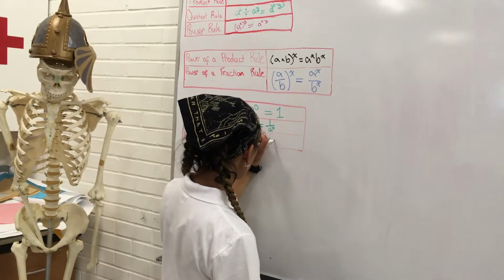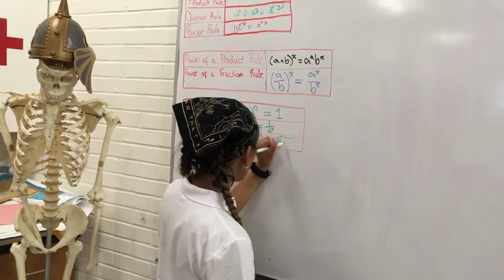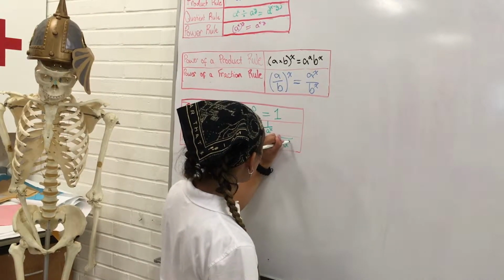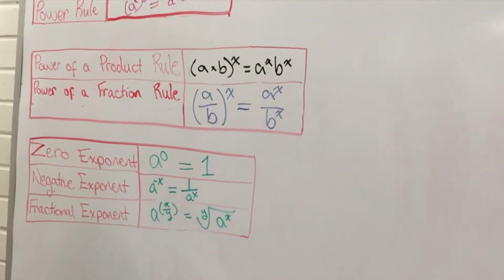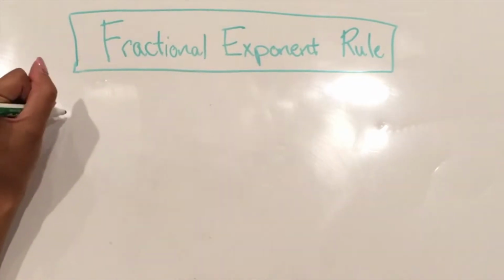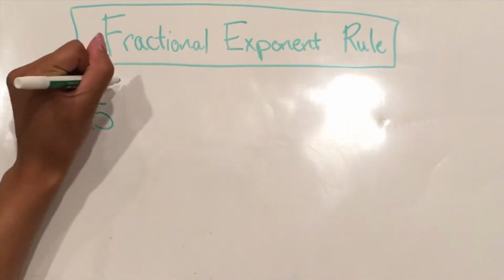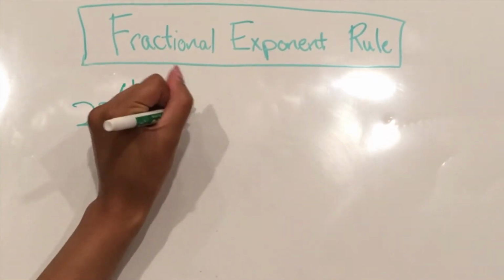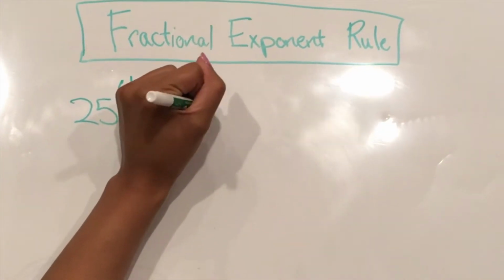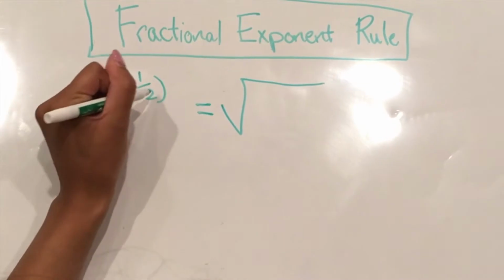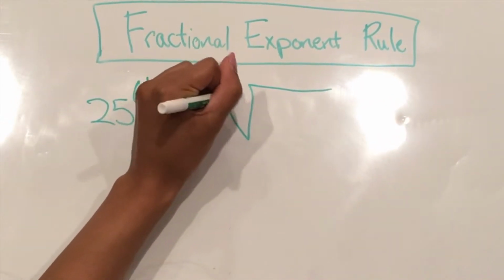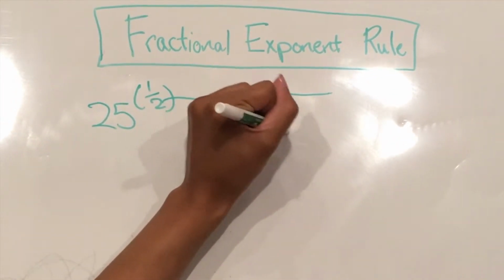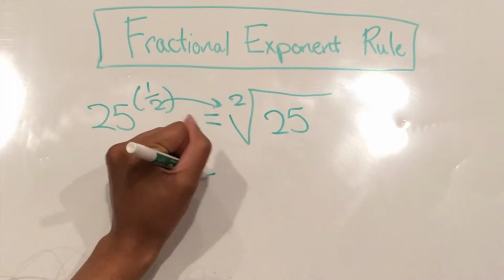The fractional exponent rule is when you have a to the x over y. This would equal the y root of a to the x. So let's say we had 25 raised to 1 over 2. This would equal the square root of 25, which is equal to 5.